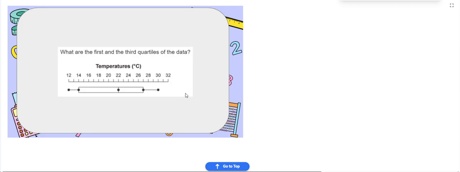What are the first and third quartiles of this data? So the first and third quartiles, remember, are the ends of the boxes. So go ahead and pause the video. See what you think they are. Okay, so the ends of the boxes are here and here. So our first quartile looks like it's at 14. So this is Q1, quartile 1. And this one between 26 and 28 would be 27. So that would be the third quartile.